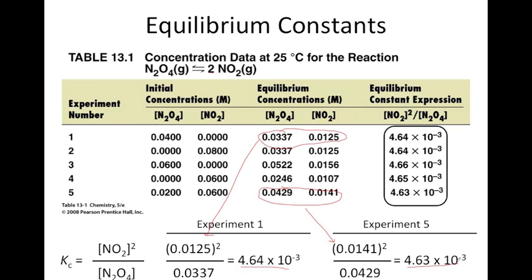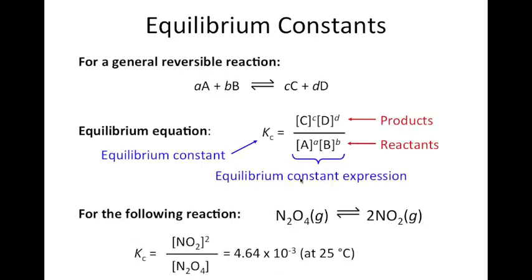So we can make a general statement about equilibrium constants and equilibrium constant expressions. If we look at this generic equation, a moles of A plus b moles of B reacts to form c moles of C and d moles of D. Whatever is written on the right, we define as the products. Whatever is written on the left, of course, we define as the reactants.